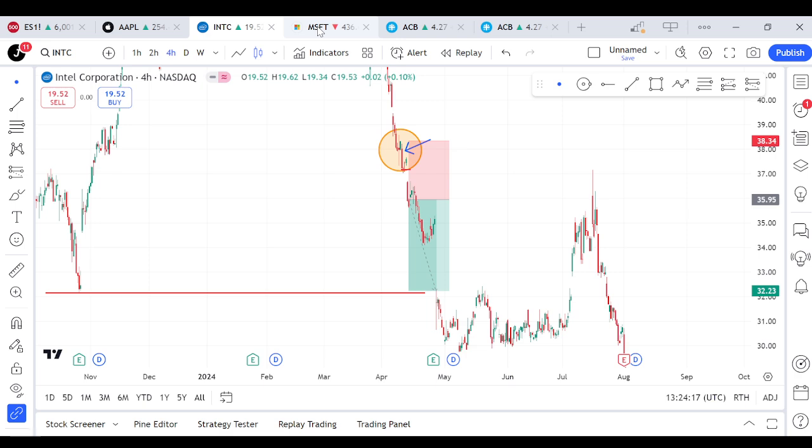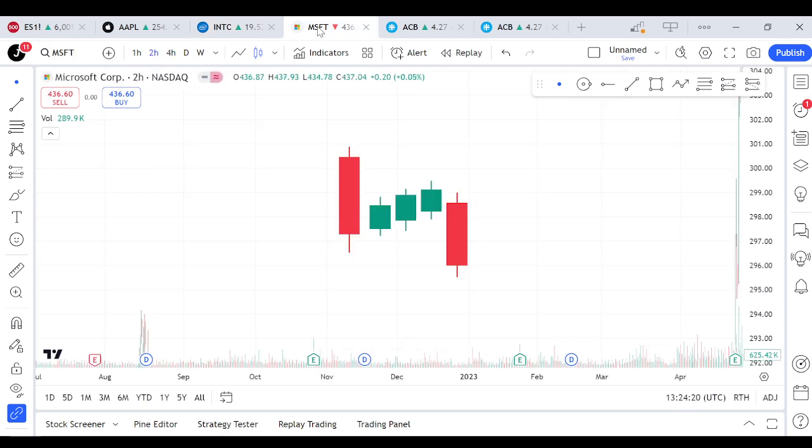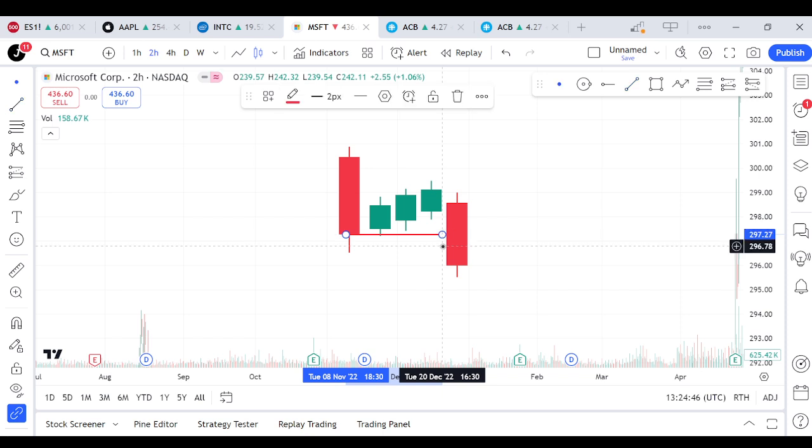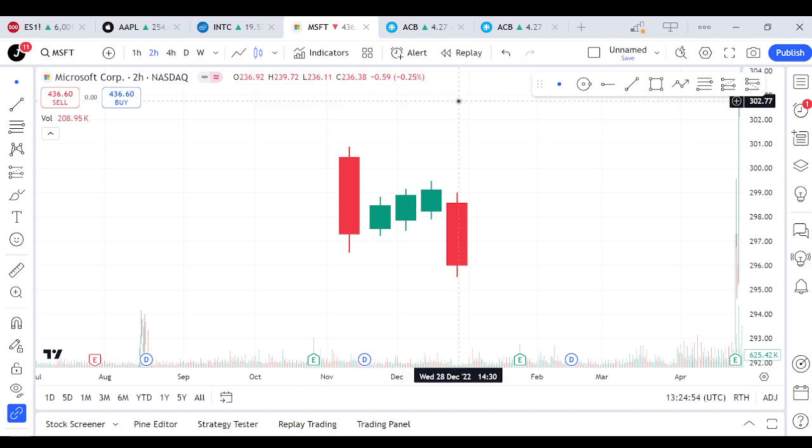The next is the falling three methods, and the falling three methods pattern indicates a brief pause in a downtrend before the bearish movement continues. Let's talk about its characteristics. First, you should have a long bearish candle, three small bullish candles contained within the range of the first candle, and then a final bearish candle that closes below the first candle's close. So this is your falling three methods, and it is a bearish continuation candlestick pattern.